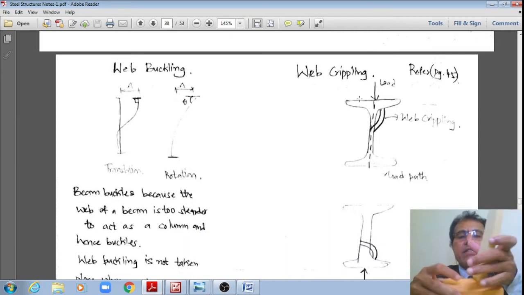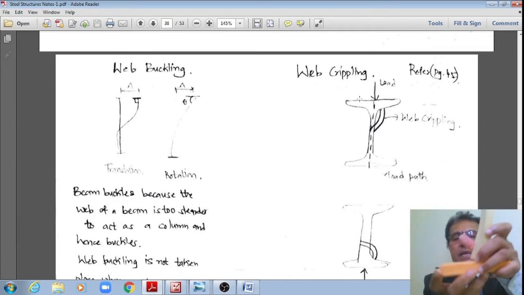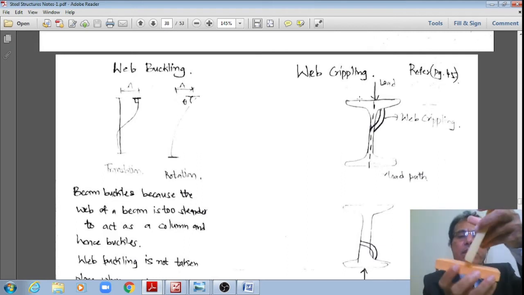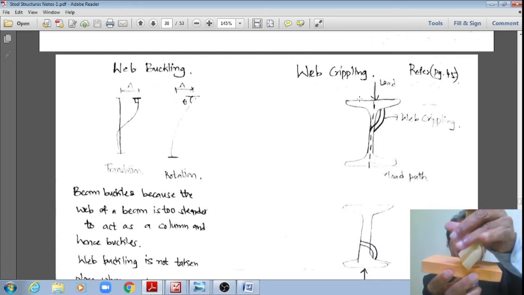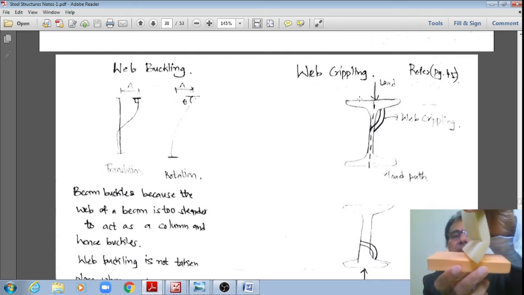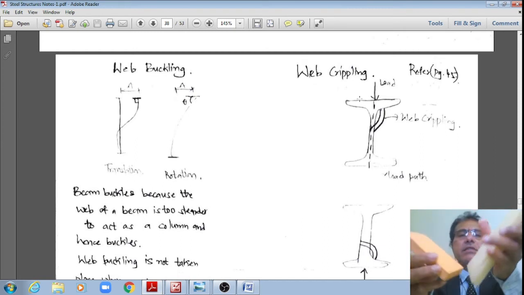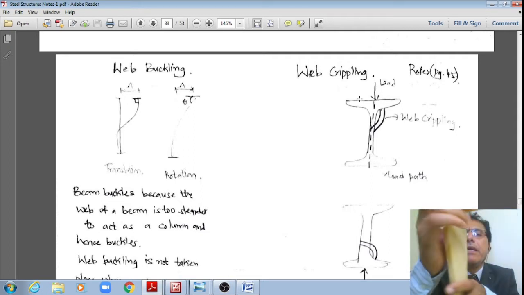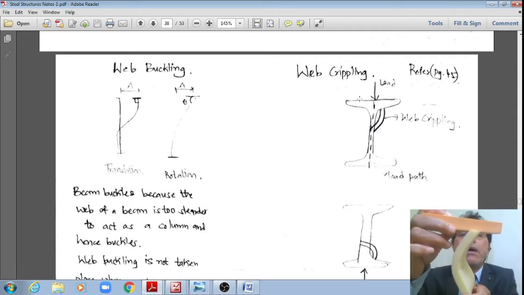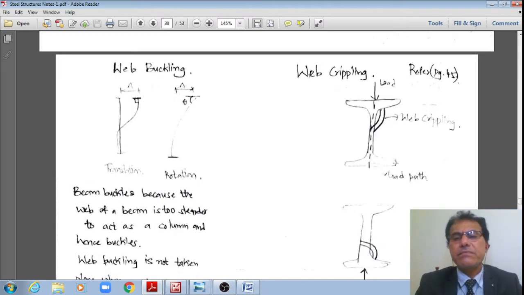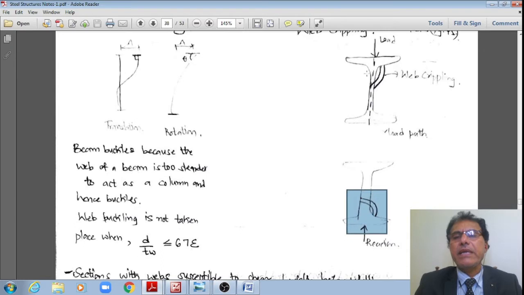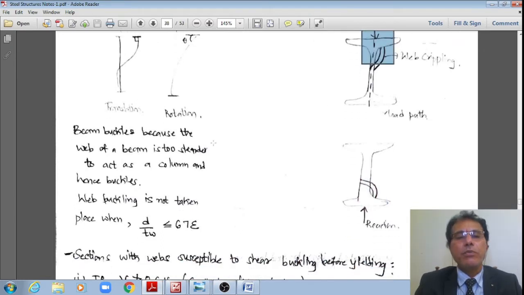Similarly, at the supports, the load will be transferred from the bottom. Therefore, at the bottom flange, a kink may form at the intersection of the flange with the web, like this. This is what is called web crippling at the support, and this is web crippling at the applied loads at intermediate locations. Wherever the load is applied, web crippling will form like this, at the reaction as well as at the load position.